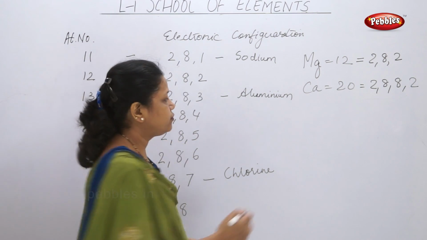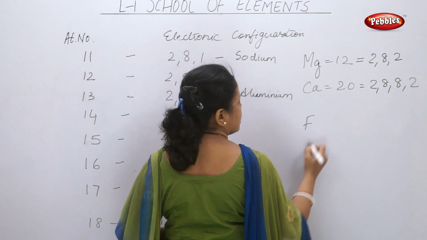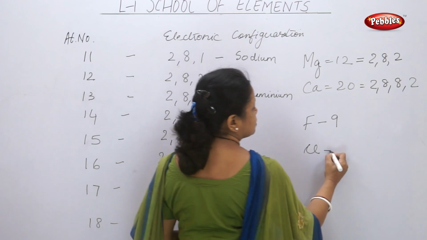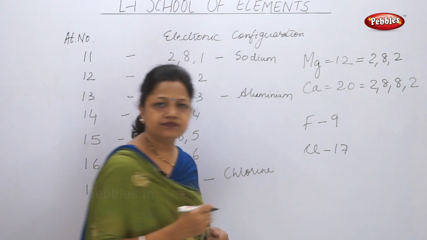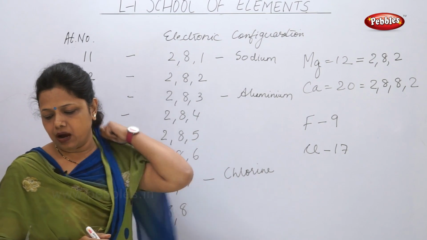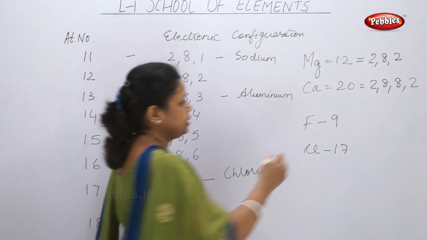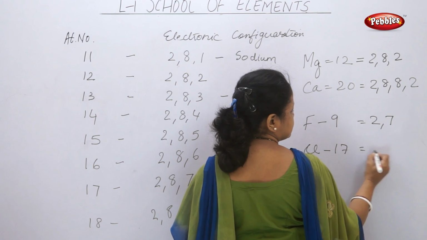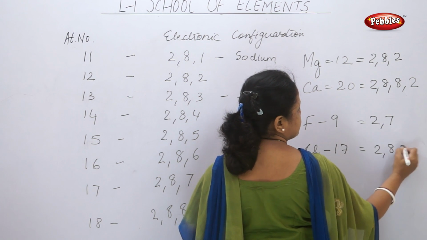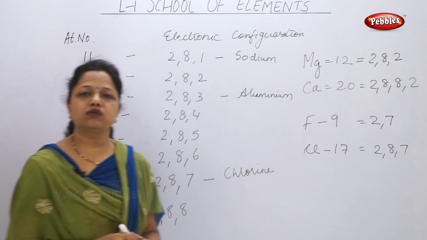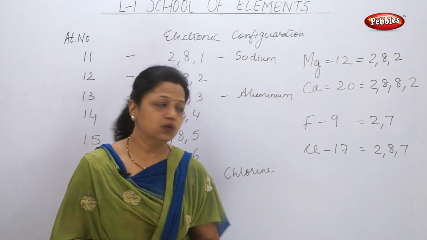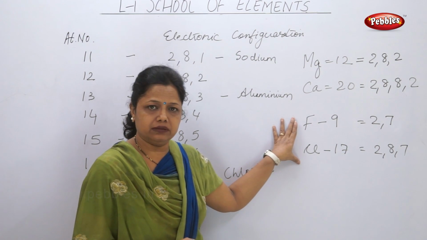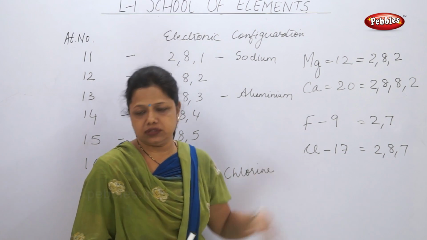What is the electronic configuration for fluorine and chlorine? Fluorine is atomic number 9 and chlorine is 17. So can you tell me how to divide it? It can be divided as 2 and 7, and 2, 8 and 7. This is the electronic configuration for fluorine and chlorine. The first two are metals and these two are non-metals, which are also called halogens.